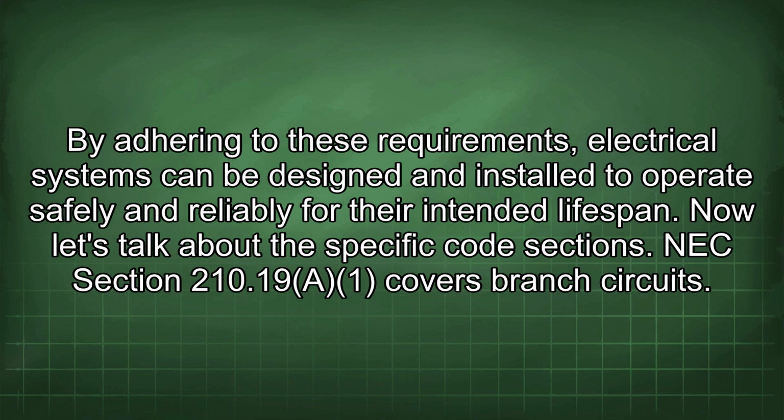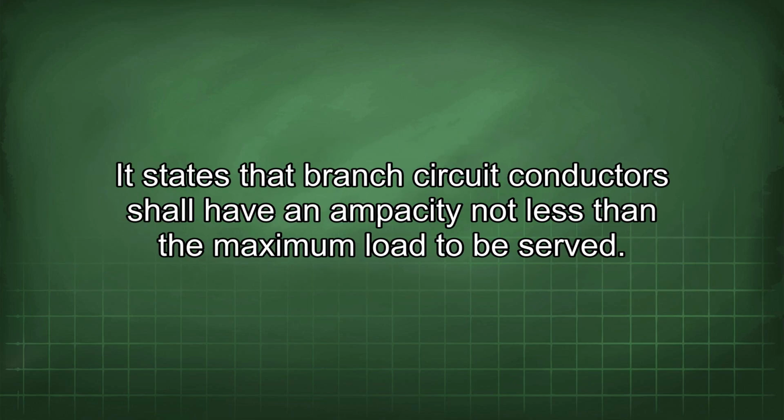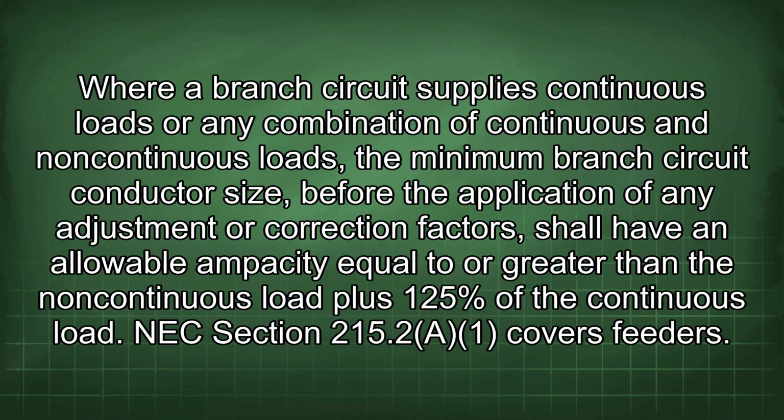NEC Section 210.19(A) covers branch circuits. It states that branch circuit conductors shall have an ampacity not less than the maximum load to be served. Where a branch circuit supplies continuous loads or any combination of continuous and non-continuous loads, the minimum branch circuit conductor size, before the application of any adjustment or correction factors, shall have an allowable ampacity equal to or greater than the non-continuous load plus 125% of the continuous load.